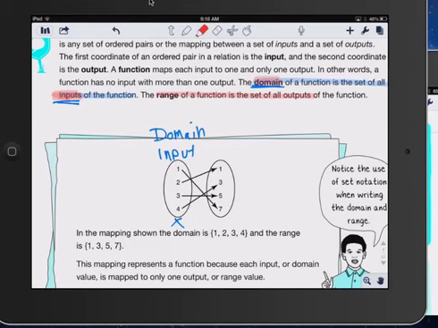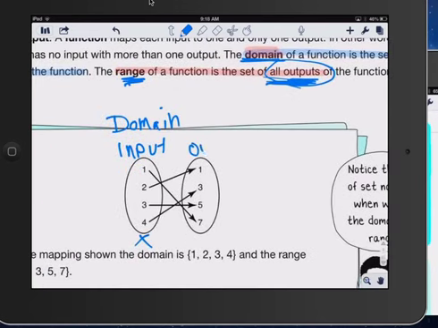Oscar. From what Samantha read, Oscar, what do you think the range means? Set of numbers of what? Of all what? Output. Range is a set of all outputs. I want you to underline it. So this is the output, correct? Correct.